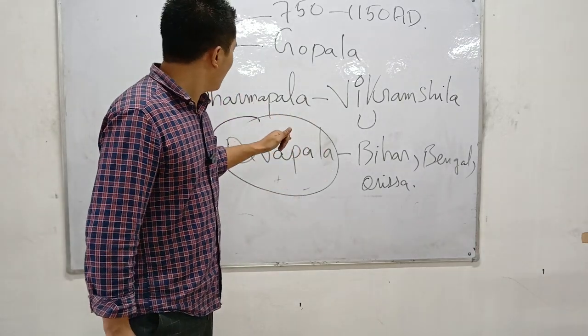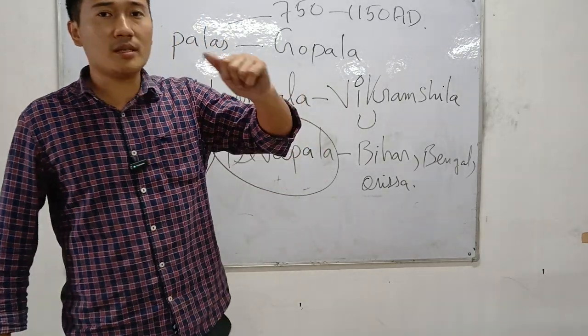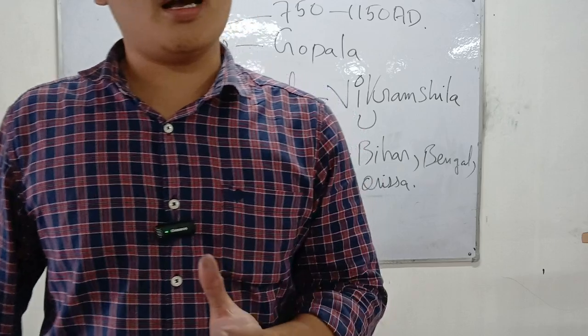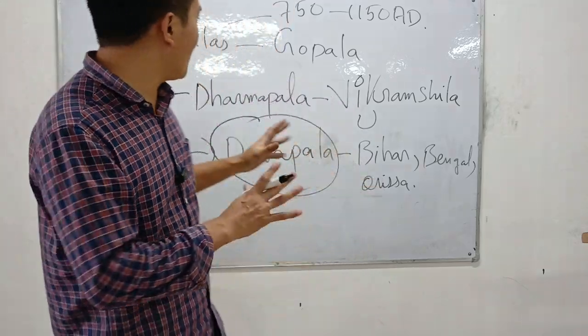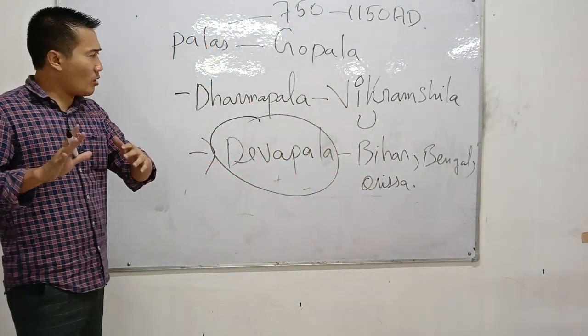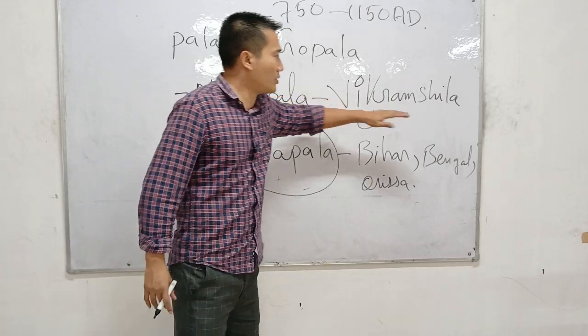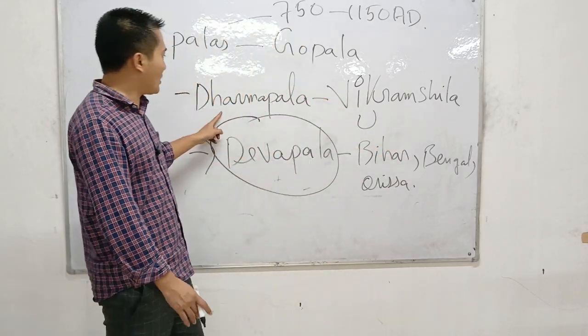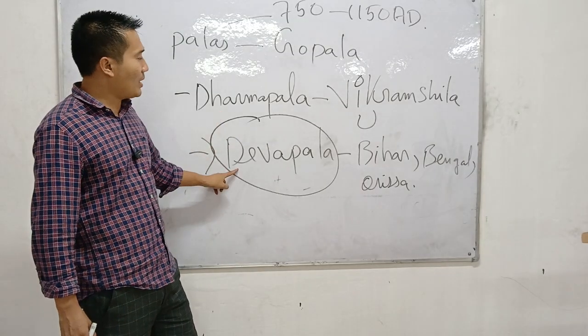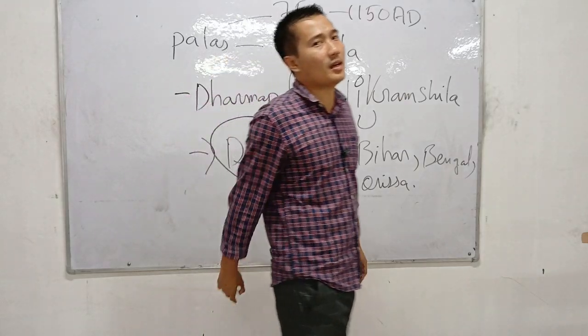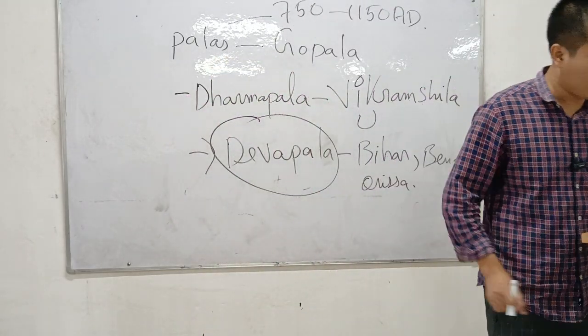The Palas ruled over present-day Bihar, Bengal, and Orissa. So this is how the chronology is involved. It was Dharmapala who founded Vikramshila University, because it is a small dynasty. And Devapala is the greatest king of the Pala dynasty.